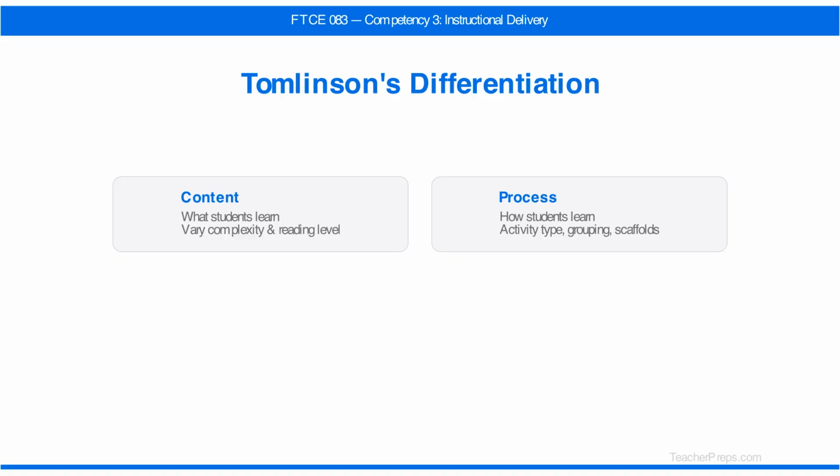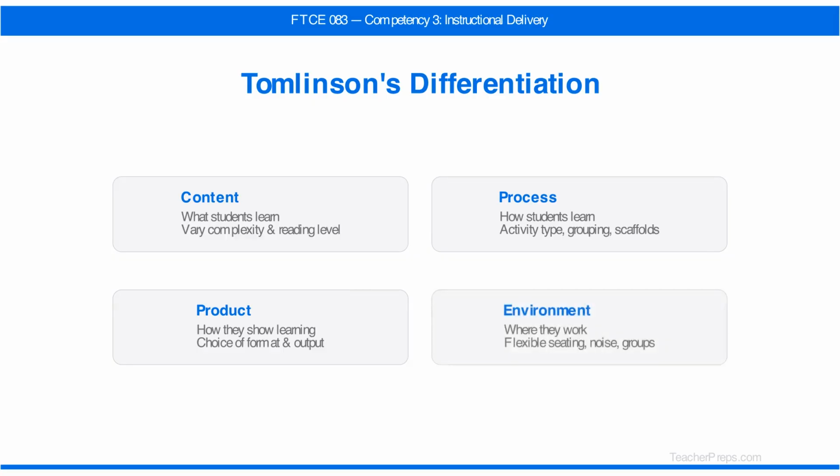Second is process, how students learn it. You vary the activity type, grouping arrangement, and scaffolding level. Some students work with manipulatives while others use abstract representations. Third is product, how students demonstrate learning. Give choice and format. One student writes an essay, another creates a presentation, another builds a model. All demonstrate the same understanding through different means. Fourth is learning environment, where and how students work. This includes flexible seating, noise levels, and whether students work independently or collaboratively.